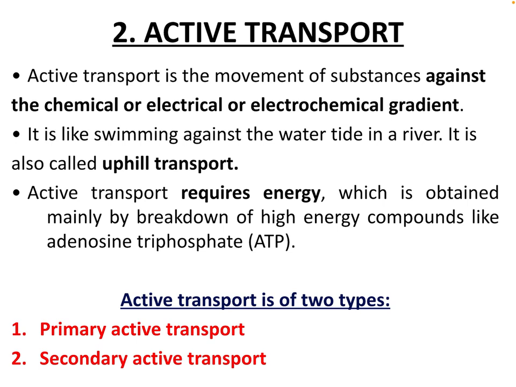Carrier proteins involved in active transport are of two types: uniport, and second one is symport or antiport. What is uniport? Uniport is the carrier protein that can carry only one substance in a single direction. It is also known as uniport pump.